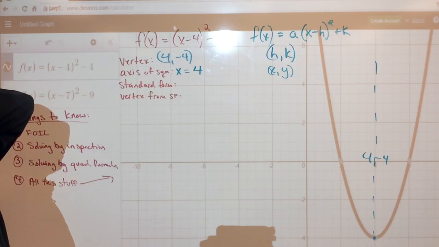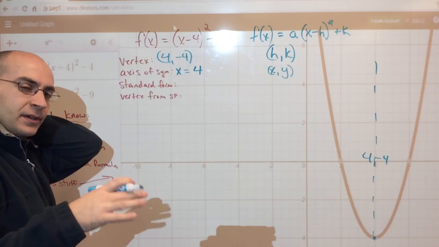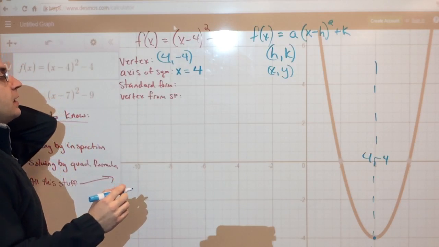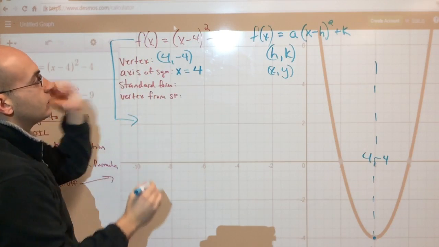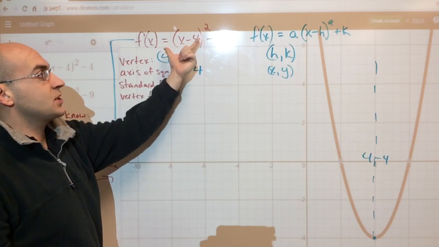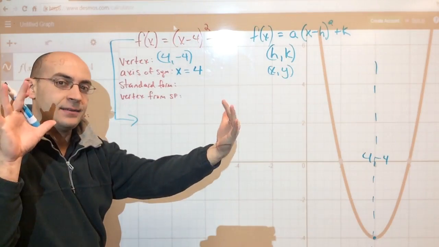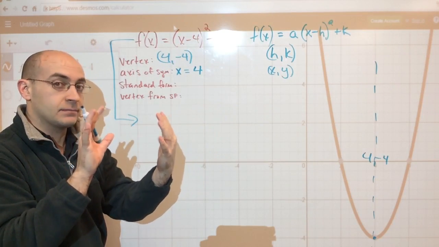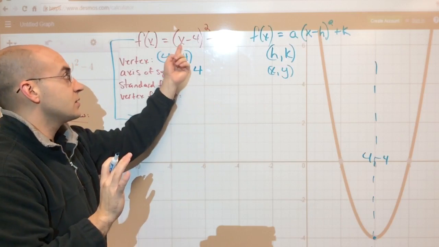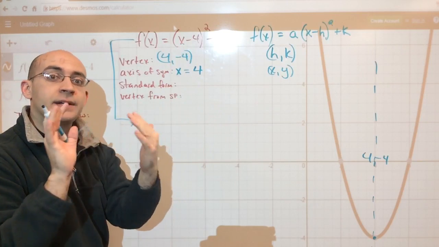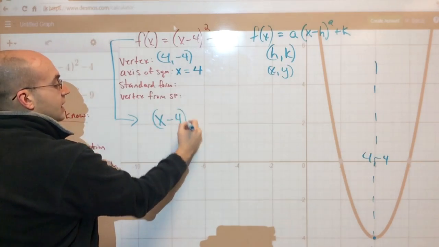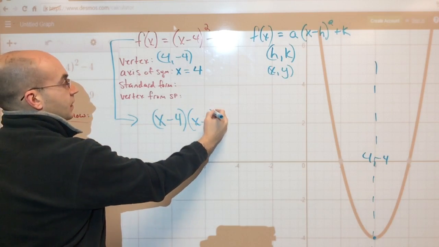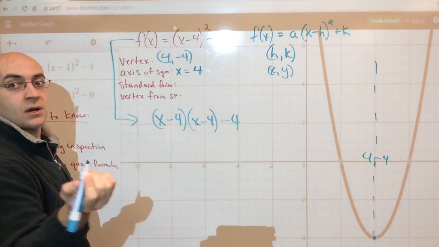Standard form. This is also weird, but it's not that terribly difficult. To get to standard form, I'm taking the vertex form, and I'm only going to take what is squared and expand it, which means I'm just going to write that squared thing 2 times next to each other. So this is the quantity x minus 4, written twice. So this is going to be x minus 4 times x minus 4, minus 4. That's all I'm doing here.